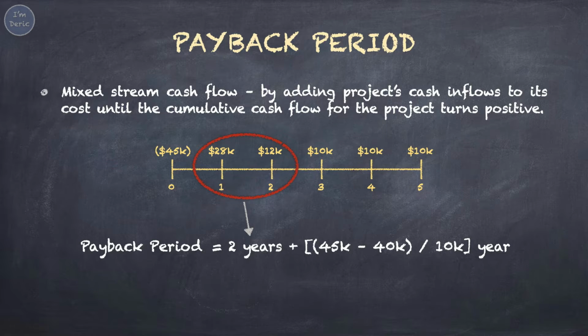First, how to get 2 years. We just have to do a simple calculation here. First year $28,000 plus second year $12,000, you'll get a total of $40,000. That's how you get 2 years. Third year is $10,000, but we only need to recover another $5,000. $5,000 is calculated by taking $45,000 minus $40,000. Then, $5,000 over $10,000, you'll get 0.5 year. 2 years plus 0.5 year, you'll get a payback period of 2.5 years.